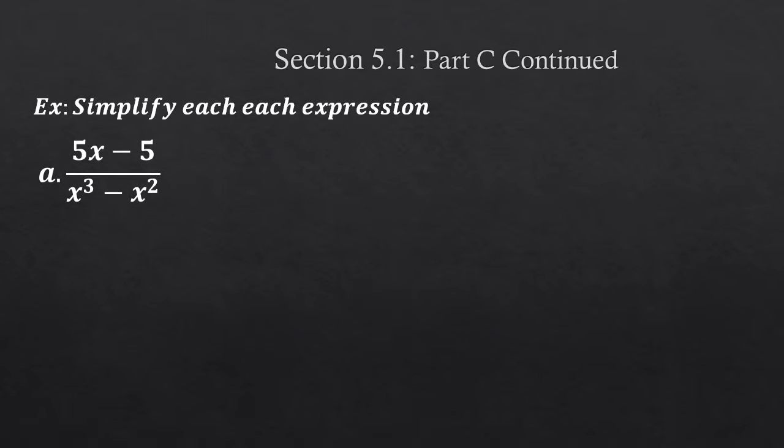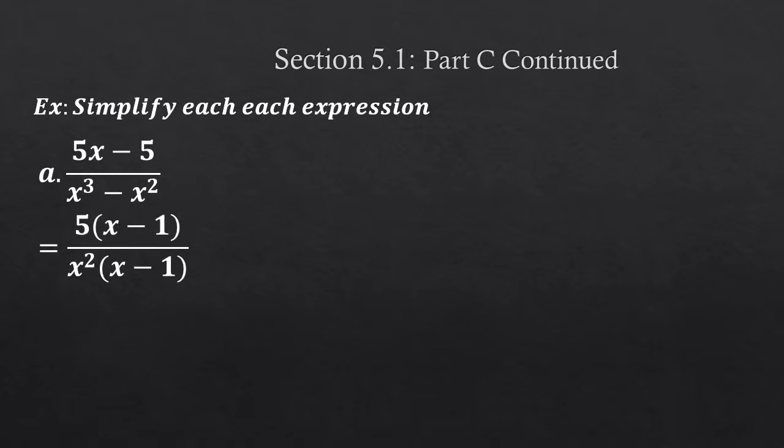Here is the first expression, 5x minus 5 divided by x to the third minus x to the second. Here in the numerator, you should notice that 5x and 5 has a GCF of 5. So if you take out a 5, you'll be remaining with something left over. Likewise, in the denominator, you should notice that the GCF for x to the third and x to the second is x to the second.